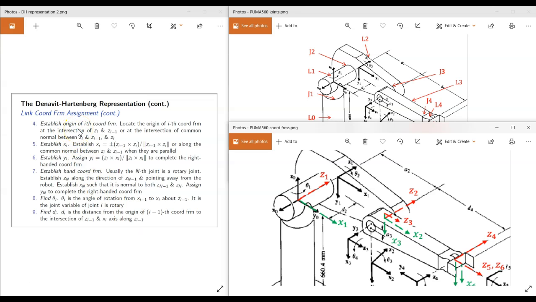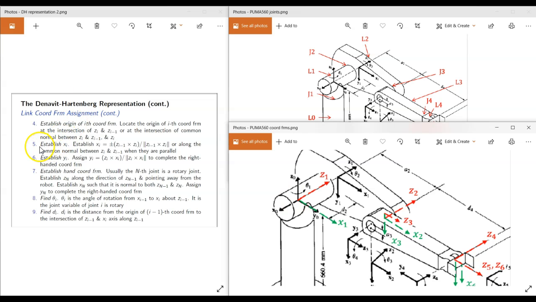So we are looking at coordinate frame 1. Locate the origin at the intersection of Z0 and Z1. Okay? So where is Z0? This is Z0. And this is Z1, and the intersection is right here. So this is the origin of coordinate frame 1.